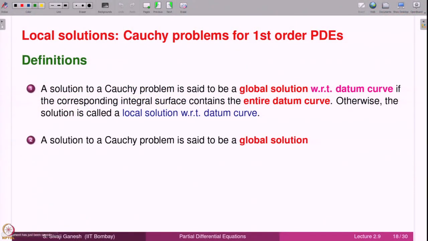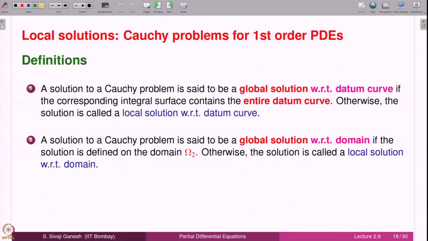We have another related notion. A solution to a Cauchy problem is said to be a global solution with respect to domain if the solution is defined on the domain omega 2. What is omega 2? Omega 3 is the set on which the quasilinear equation was defined, right? The coefficients A, B, C are defined on omega 3. The projection of omega 3 to the xy plane is omega 2. So, you would expect that the solution should be defined throughout omega 2. If it is so, we are happy and we call it a global solution with respect to domain. Otherwise, the solution is called a local solution with respect to domain.